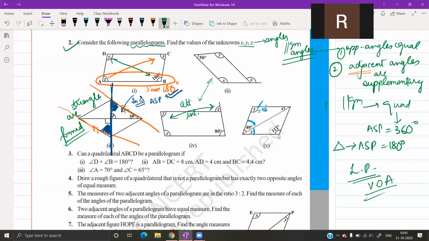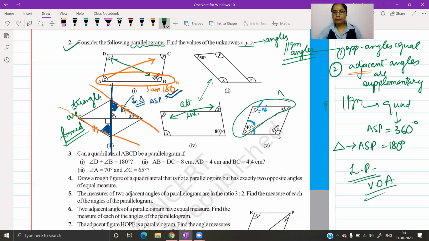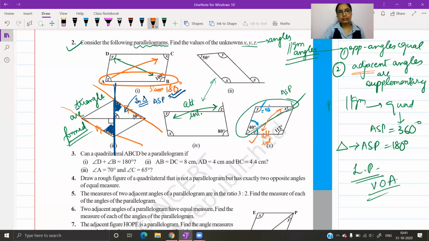Ma'am, x by angle sum property. That's correct. In this triangle, we will apply angle sum property and then we will have x. What about z? Alternate angles. X and z will be equal. These are alternate interior angles and then we will have z. So this is the order in which we can find out the values. Let's write the answer.